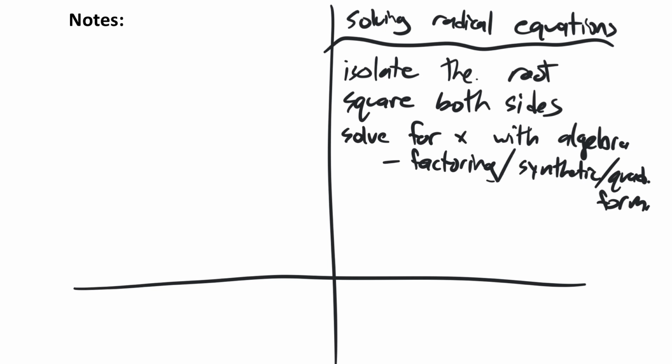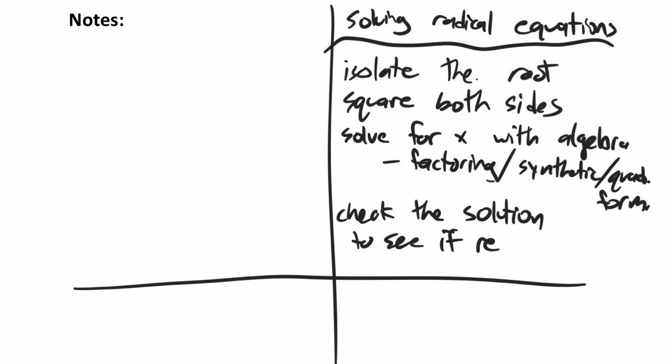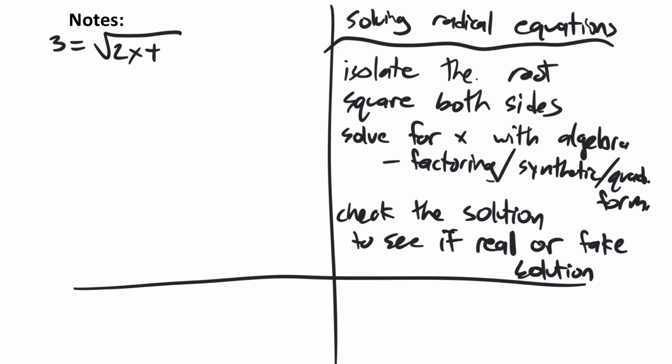Now it's important at the very end to check the solution to see if it's a real or fake solution. I think the technical term is an extraneous root or an extraneous solution, but I like thinking of them as real or fake. Like, is it a real solution or is it an imposter? So for practice, you can go ahead here and try 3 equals square root of 2x plus 2.